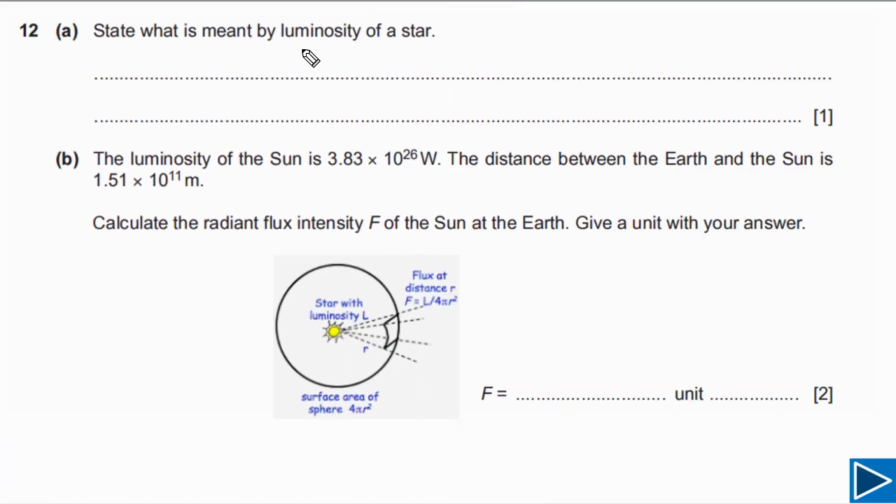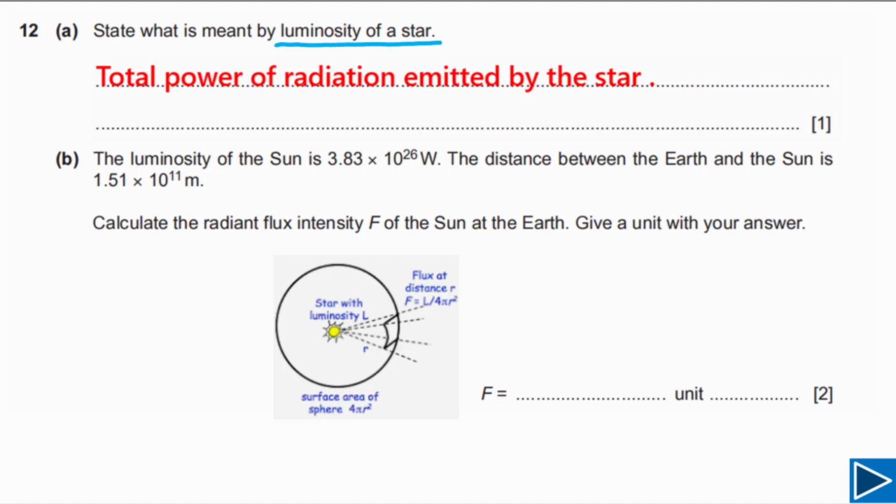For part A, we need to state what is meant by the luminosity of a star. Luminosity of a star is the total energy of radiation emitted by the star per second. Simply, we can say this is the total power of radiation emitted by the star. And luminosity is distance independent, meaning it does not depend on distance from the star. This is how you can write down your answer.